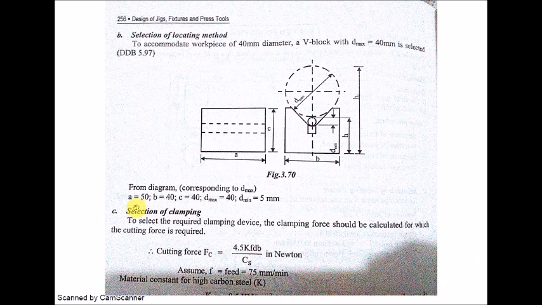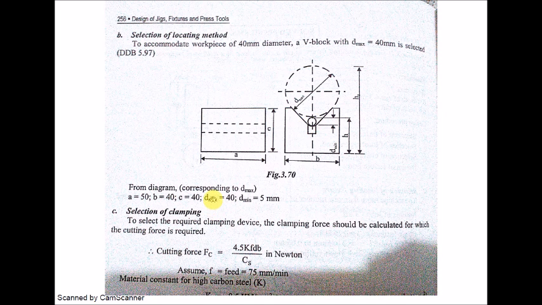So the corresponding values may be taken. A is equal to 50, B is 40, C is 40, D max is 40, and D minimum is 5 mm. So this is the D minimum, on which the cylindrical workpiece will be located. It will also be located in this V block locator as a whole. So this area will be touching this portion of the V block locator.